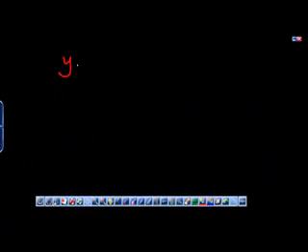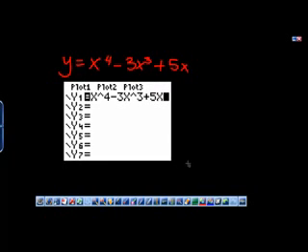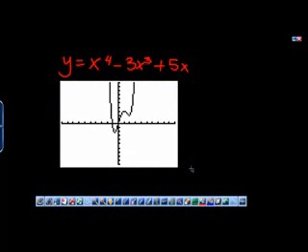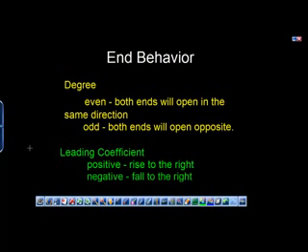Let's try the equation y equals x to the fourth minus 3x to the third plus 5x. Take out your graphing calculator and plug this into your y equals page. When plugged into the graphing calculator, this is what it should look like. When you have it in, click the graph button. And here's your graph. Now let's take a look at the things we need to look at.